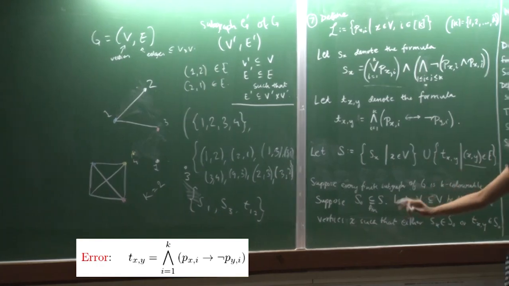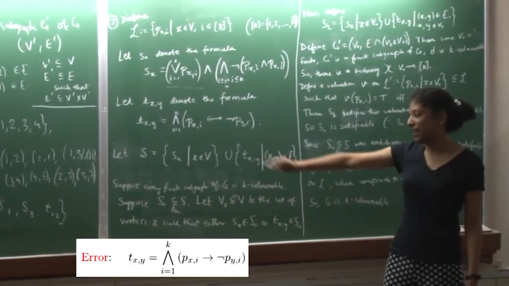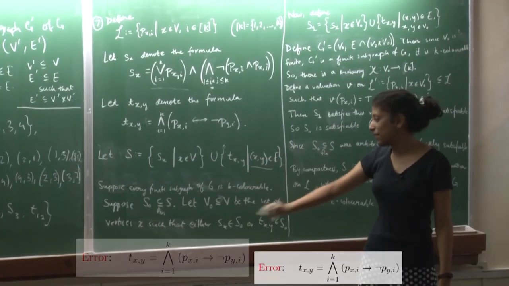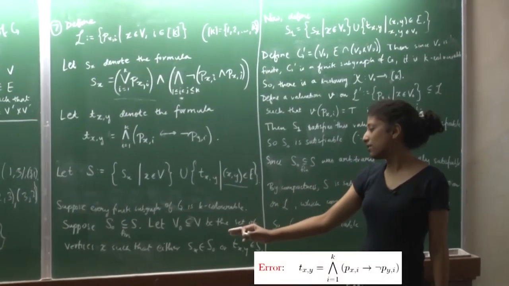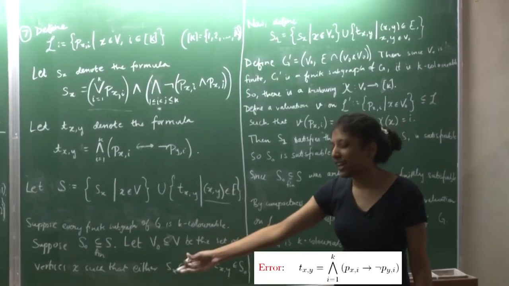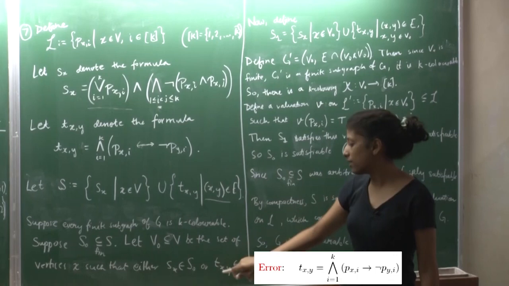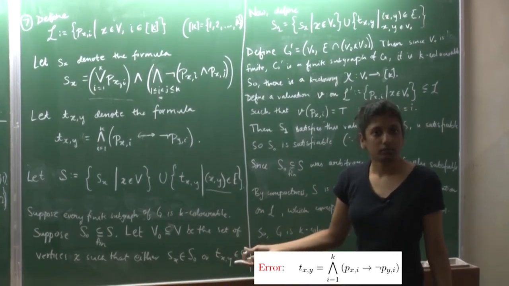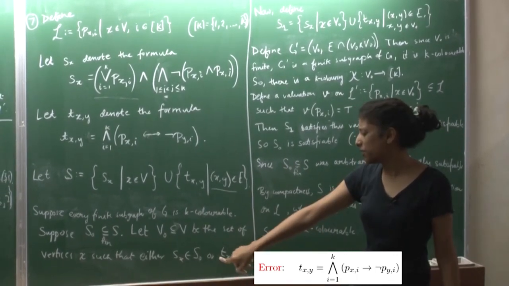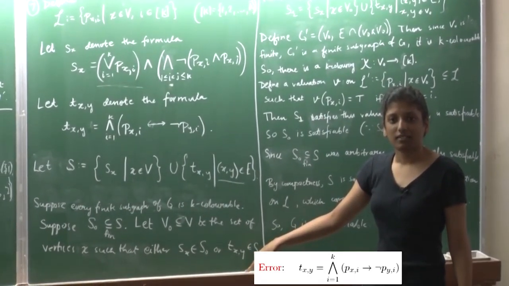Okay, suppose that S0 is a finite subset of S. So you have a finite subset of formulas, and let V0 be the set of vertices that are either such that Sx is in S0, or such that some formula Txy is in S0. Why don't I need to include Tyx here? It's symmetric.